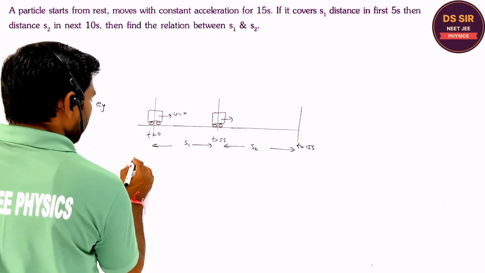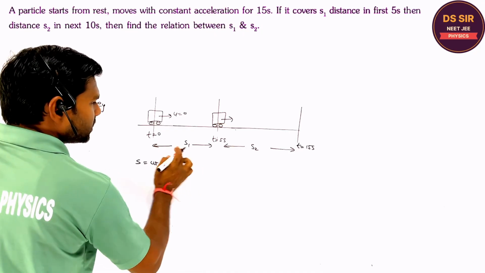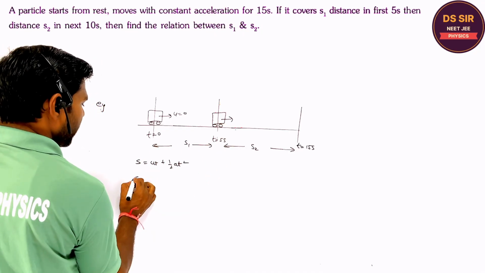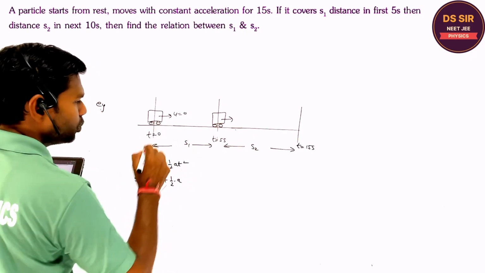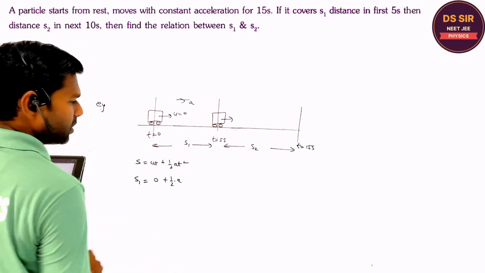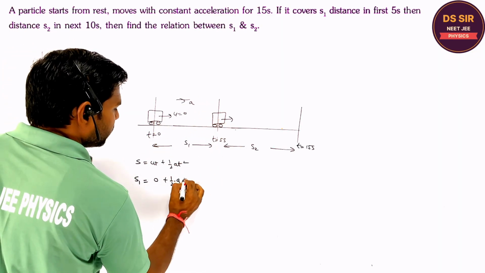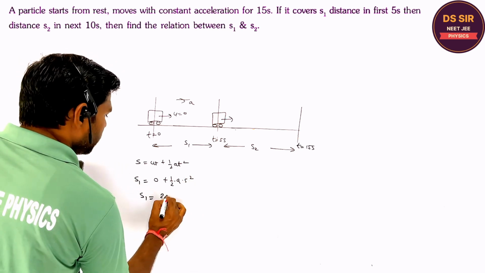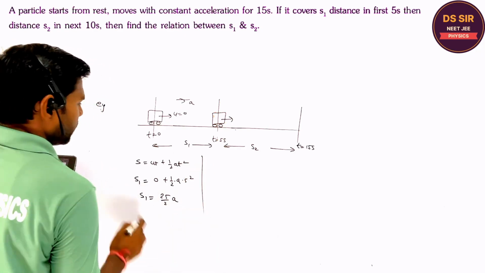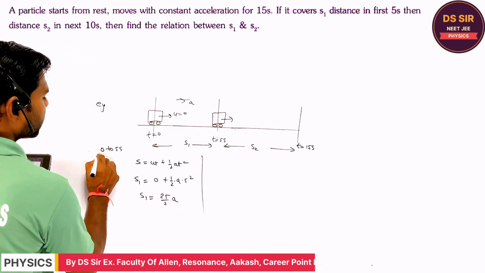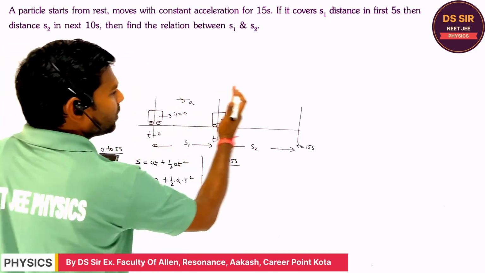Fine. So S is equal to ut plus half at square, I can apply. What is the distance covered in 5 seconds, S1? The initial velocity is 0 plus half, the acceleration is not known, so assume a. The time is 5 square. So S1 is equal to 25 by 2 into a. Is it clear or not? This is from 0 to 5 seconds. Now 0 to 15 seconds, from here to here.